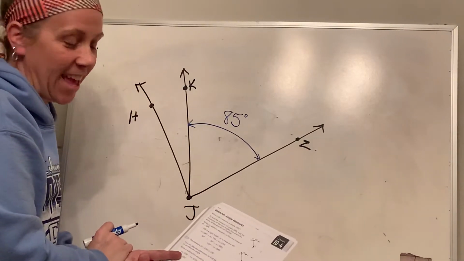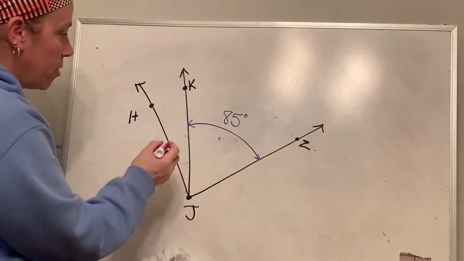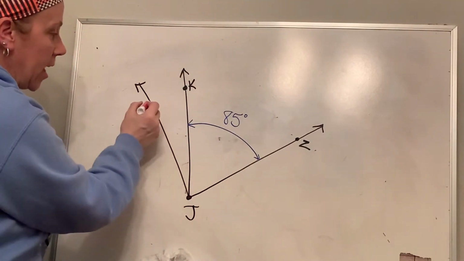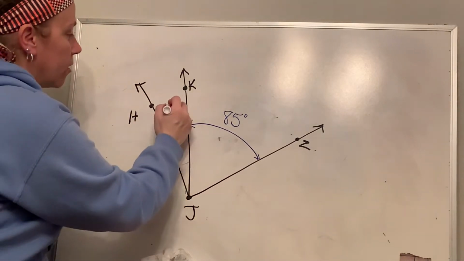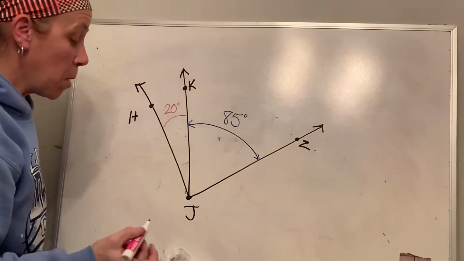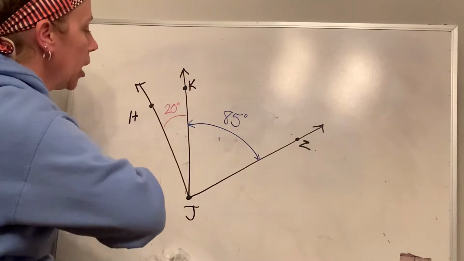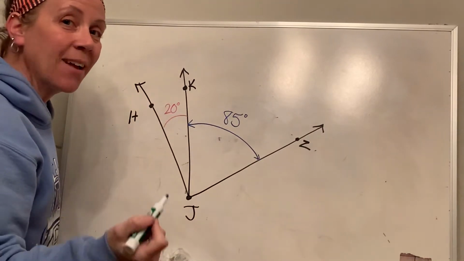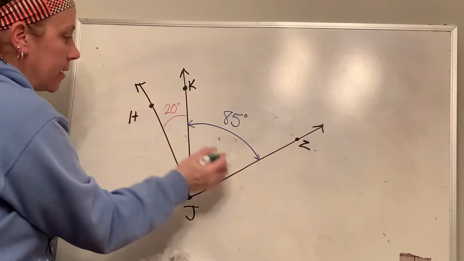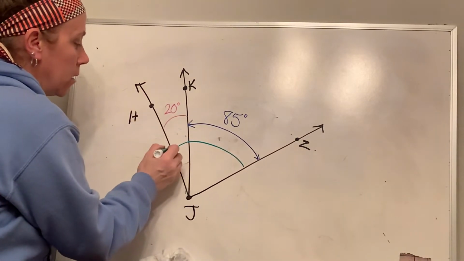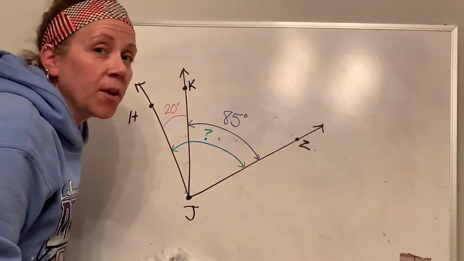It says the measurement of KJH is 20 degrees. So now the question it's asking you, let me get my green marker, is what is the angle measurement for ZJH? This measurement right there.